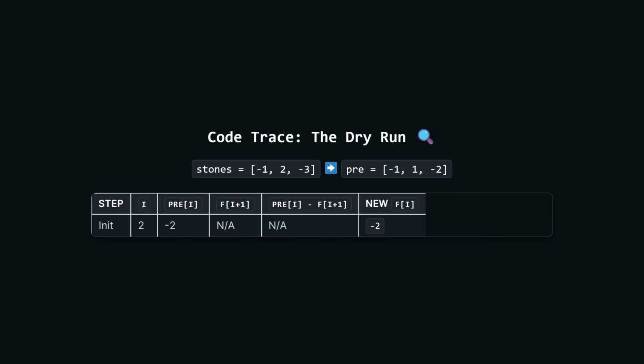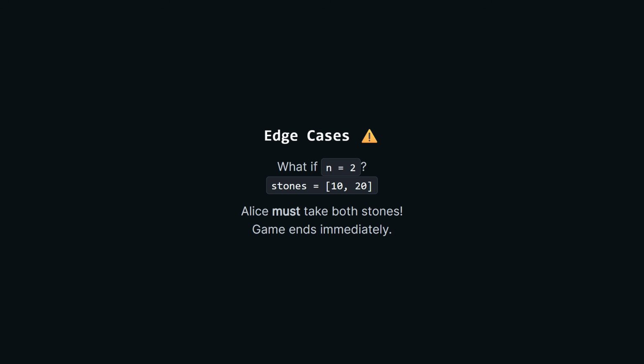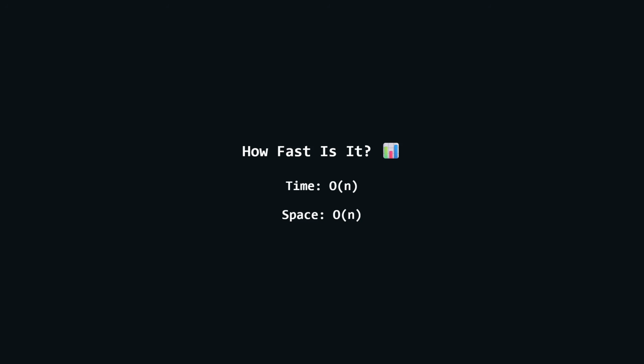Let's quickly trace a small example with 3 stones, where our base case at the end becomes -2. Working backwards to index 1, we check if taking it gives a better score than skipping, and 1 minus -2 gives us 3, which is our final answer. An interesting edge case is when there are only 2 stones. Alice is forced to pick both on turn 1, immediately ending the game. For complexity, this algorithm runs in order n time and takes order n space, since we simply loop through the items once.